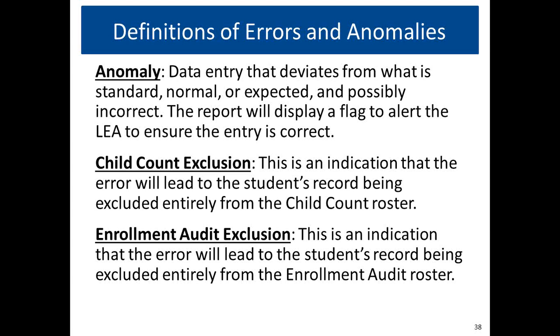There's a child count exclusion, and this is an indication that the error will lead to the student's record being excluded entirely from the child count roster. So you want to pay close attention to these reports. The enrollment audit exclusion is an indication that the error will lead to the student's record being excluded entirely from the enrollment audit roster.